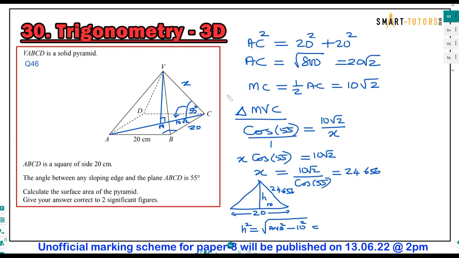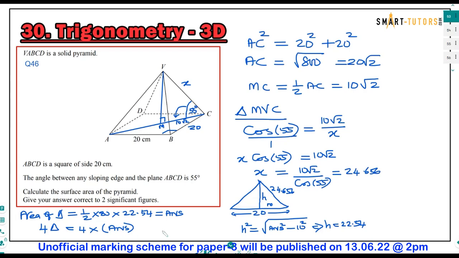So this will give h equal to 22.54. Now that is the height. So the area of the triangle is half times base, which is 20, times the height we just found, 22.54. That is one triangle. We have 4 triangles, so we multiply the answer by 4, because there are 4 triangles.